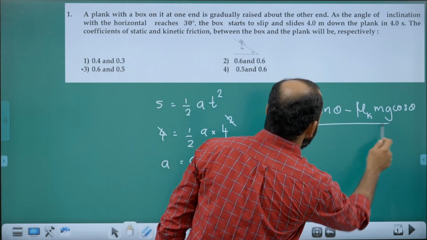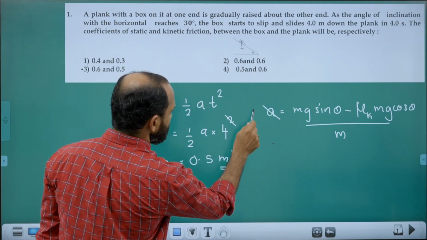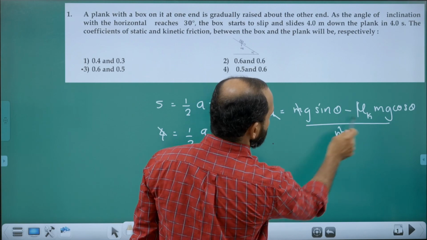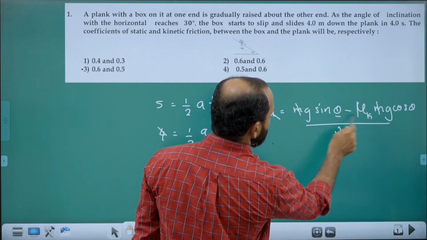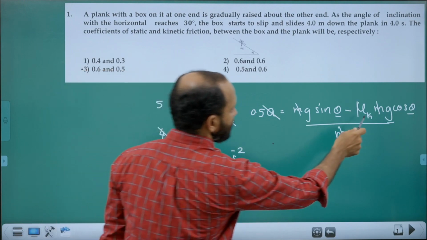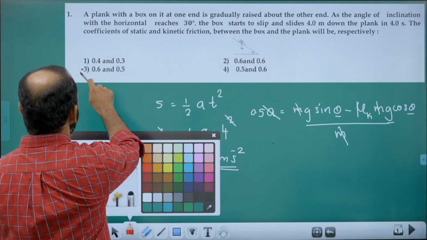Okay, divided by mass. Now you can substitute for acceleration, which is 0.5. Then you can cancel this mass m. Theta is known to you. G is taken as 10. You can find out the value of mu k and you can justify your answer to be option 3.